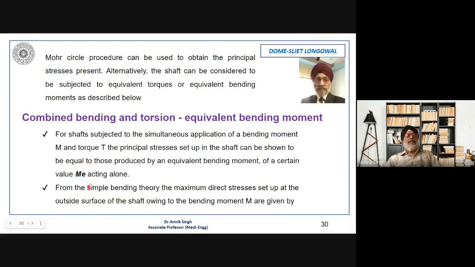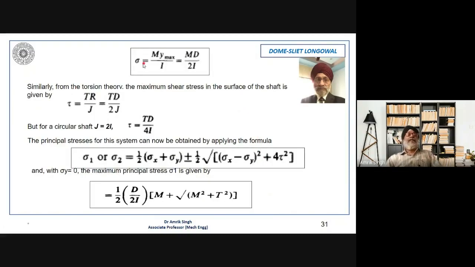That is the equivalent bending moment. So this we'll try to find out. From the simple theory of bending, the maximum direct stress set up at the outside surface of the shaft, while the bending moment is given by this. So this will be the maximum bending stress in the shaft, that is sigma upon y equals M upon I. So y is maximum at the outer surface. If you solve this, y max will be the distance from the center, that is D by 2.